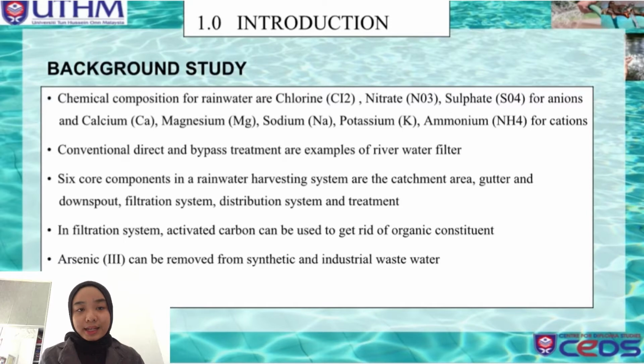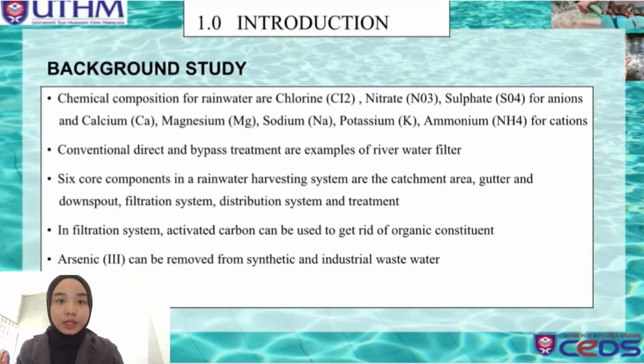I am the first presenter and I'm going to tell you about the background study. As stated earlier, our project is about a rainwater harvesting filter using natural resources. So the first thing I'm going to tell you about is the chemical composition of rainwater. Chlorine, nitrate, and sulfate are categorized as anions, while calcium, magnesium, sodium, potassium, and ammonium are categorized as cations.